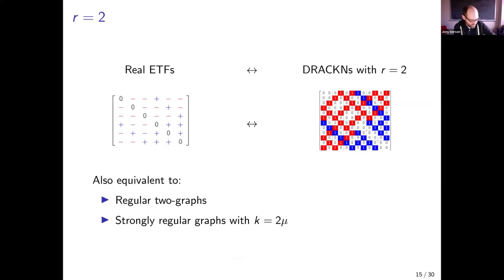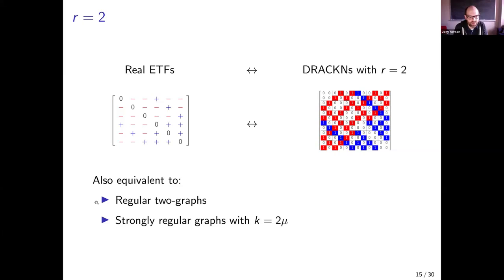Now, last thing I want to say about this is that the case r equals 2 is kind of different. So we aren't going to really think about r equals 2. It's very much the real case. So real ETFs you could think of as the same thing as DRACKNs with r equals 2 under this correspondence that I showed before. So this is an important thing. I don't want to indicate that it's solved or anything like that. These are equivalent to other objects.